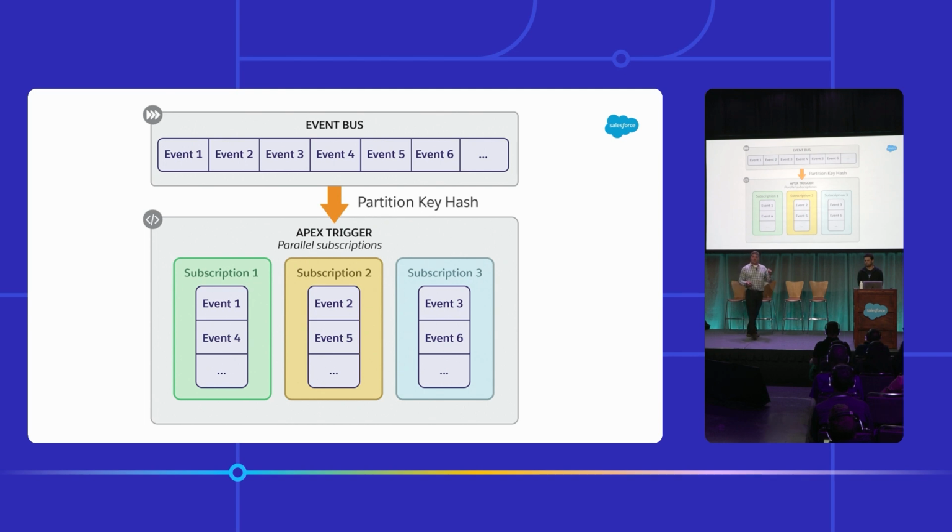Now, if ordering is important and you just chose a random thing to partition on, the events are going to spread out randomly. In a scenario like this, event 2 could actually be processed before event 1, because they're running in different parallel subscriptions. So if the ordering of your events is important within a particular partition, you need to choose a partition key that will put all the events into the same subscriber.